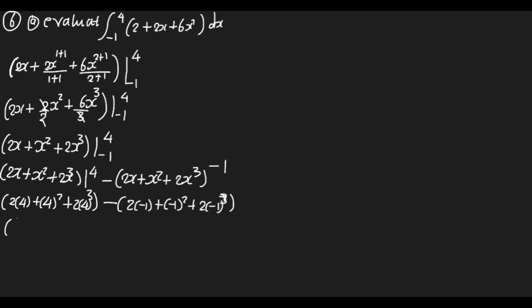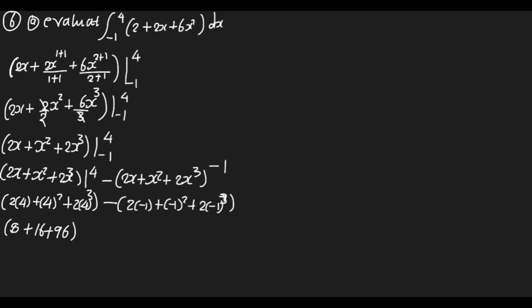Okay, so 2 times 4 is 8 plus 4 squared is 16. Then 4 times 4 is 16. 16 times 3 is 48. 48 times 2 is 96. So this means 4 times 4 is 16, 16 times 4, so this should be 64.